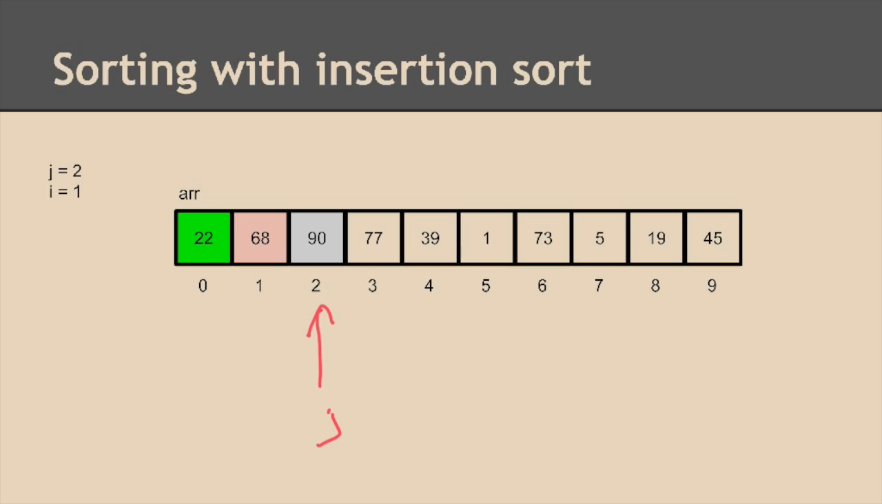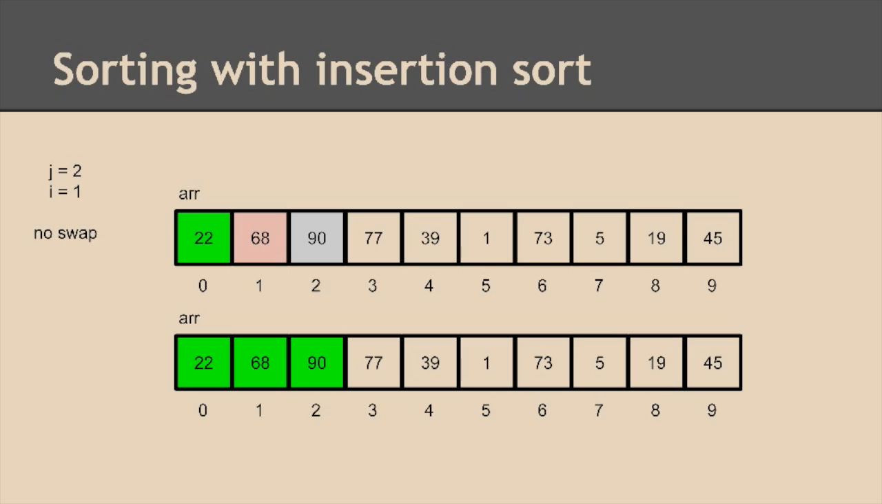Okay, and what we're going to do is shuffle that element to the left until it's in its correct position. Remember, everything from here on this direction is already assumed to be sorted. So as soon as I find an element less than 90, I'll know to stop shuffling. Well, that happens pretty quickly, doesn't it? The 68 is less than 90, so the 90 was already in its correct position.